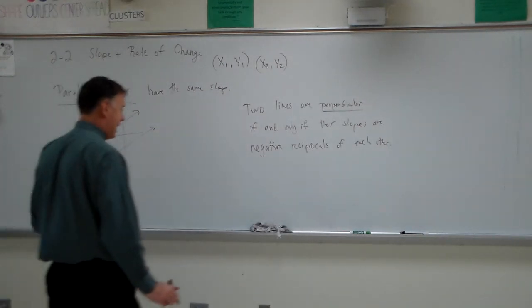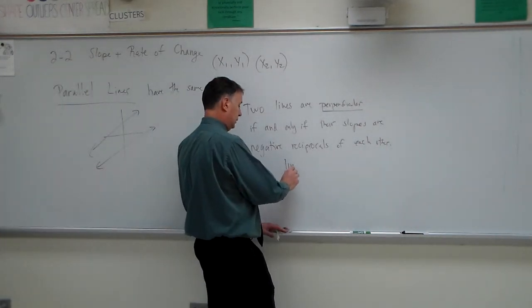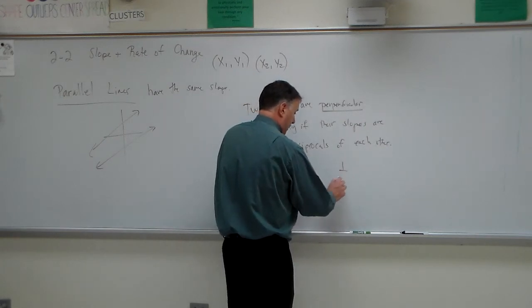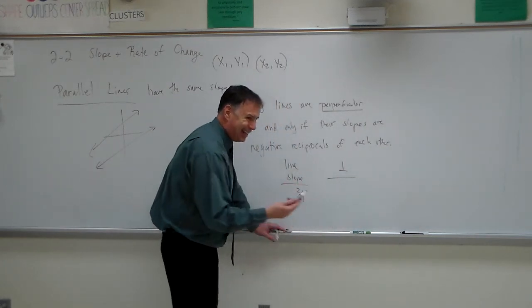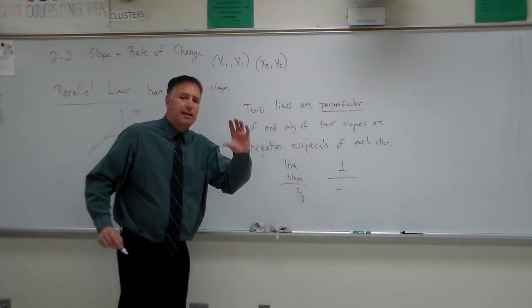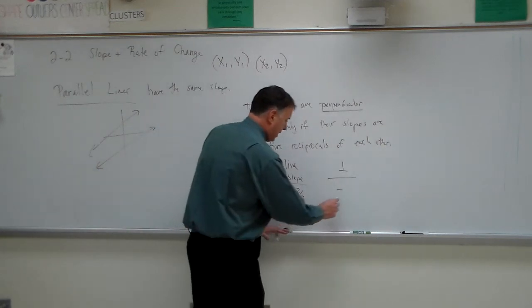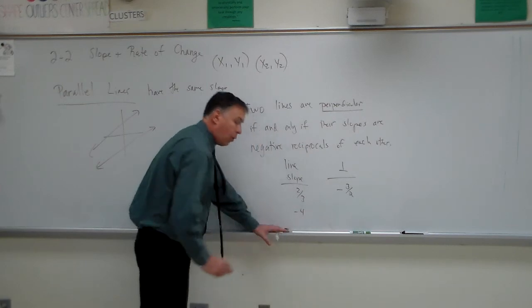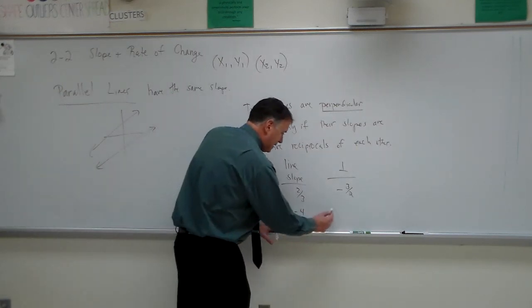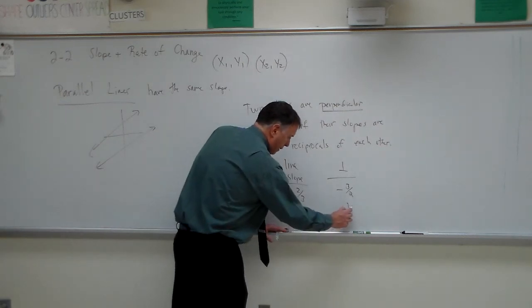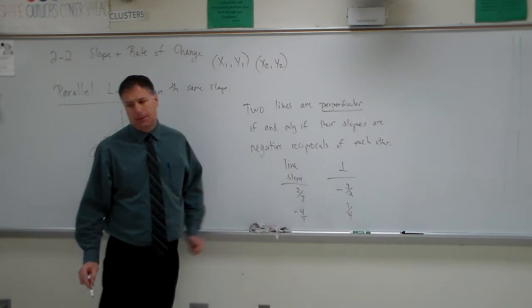So if I had a line and the slope was 2/3, one that's perpendicular to that has the negative reciprocal. So if this is positive, this has to be negative. Reciprocal means you flip that. So this would be -3/2. If I had this being -4, that means this one's going to be positive. I can think of this being 4/1, so this would be +1/4.